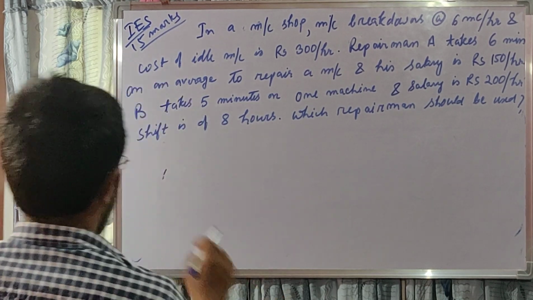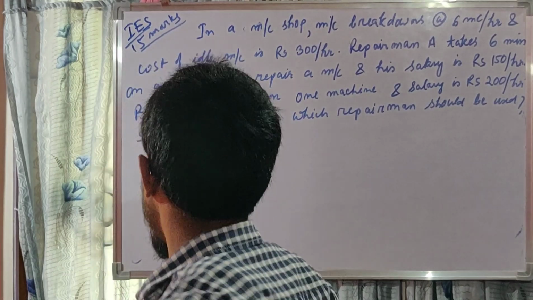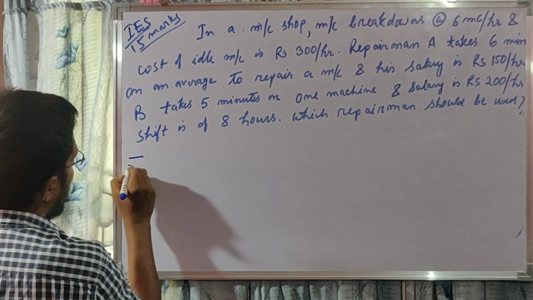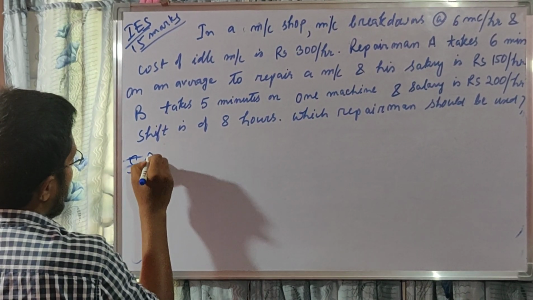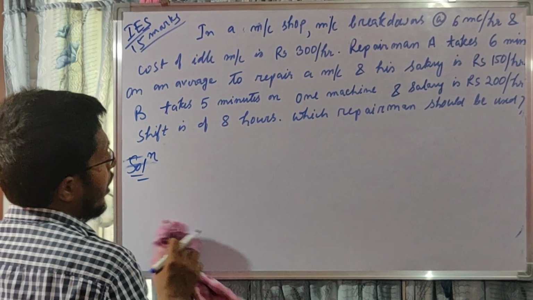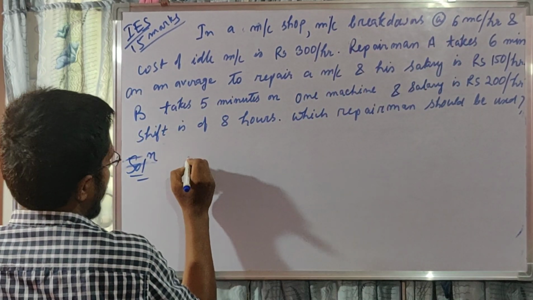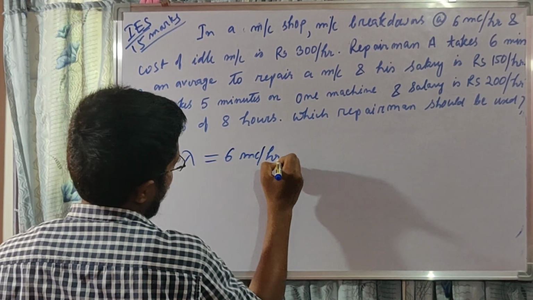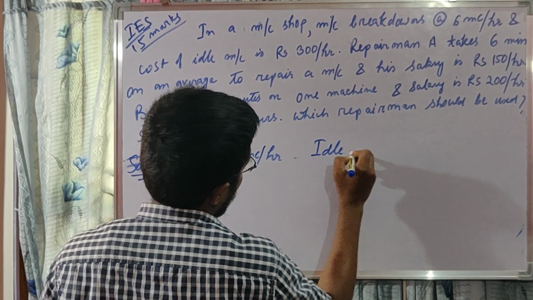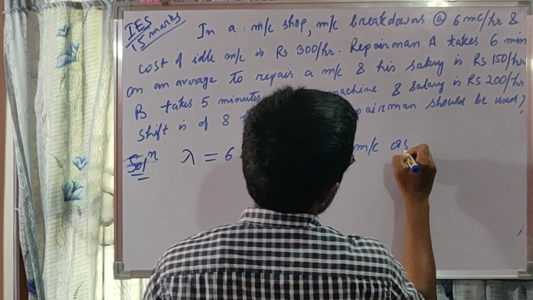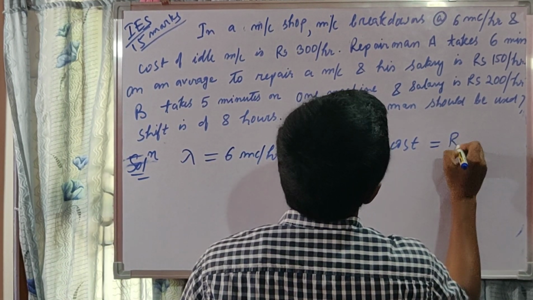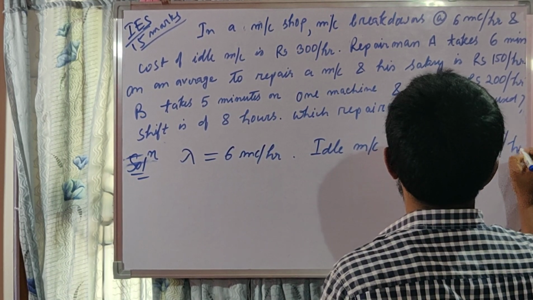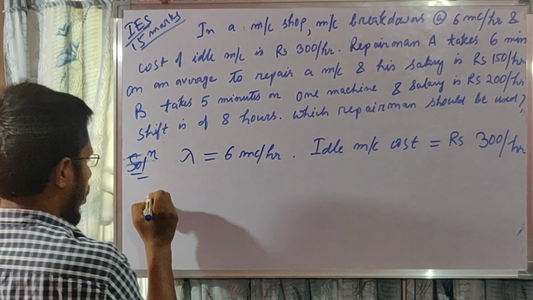Okay, let's solve this one. What is the arrival rate of machines? Machines break down at 6 machines per hour. So lambda is 6 machines per hour. What is the idle machine cost? Idle machine cost is rupees 300 per hour.